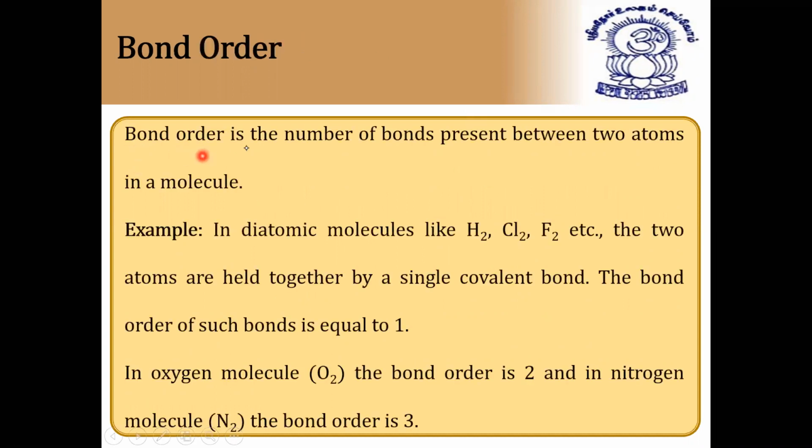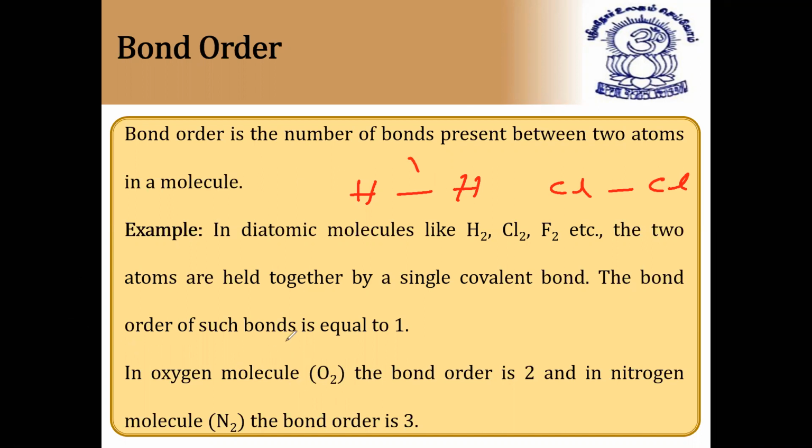Next, bond order. It is the number of bonds present between two atoms in a molecule. For example, single bond, double bond. In diatomic molecules like hydrogen, chlorine, fluorine, the two atoms are held together by a single covalent bond. Hydrogen exists as H-H, similarly chlorine as Cl-Cl, and fluorine also. So the bond order of such bonds is equal to 1.